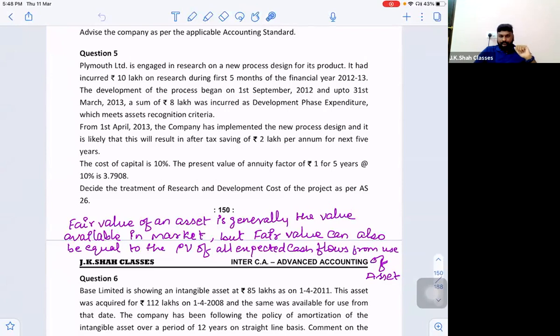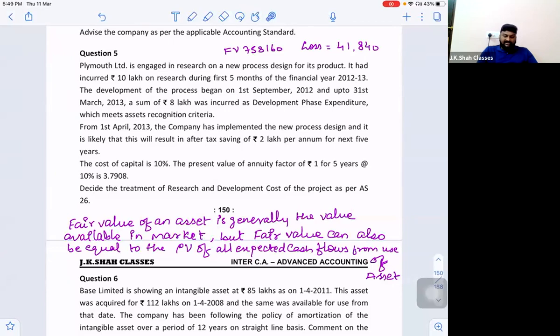So you are writing off in the form of what? Impairment. Right? So has anybody calculated what will be the present value? You just have to multiply 2 lakh with 3.790. Somebody is giving the answer, 7,58,160. Sir, this is the fair value. So there will be a loss of rupees 41,840.